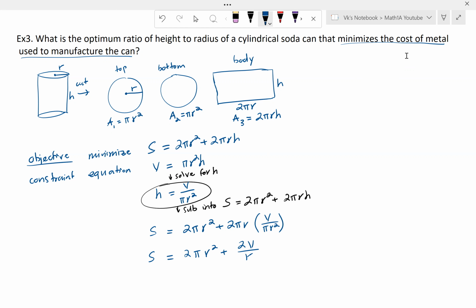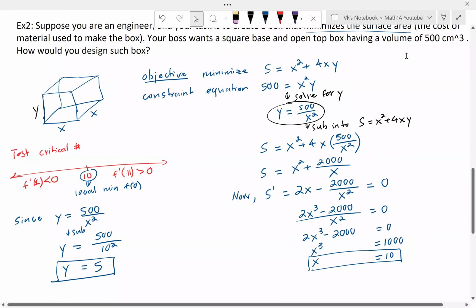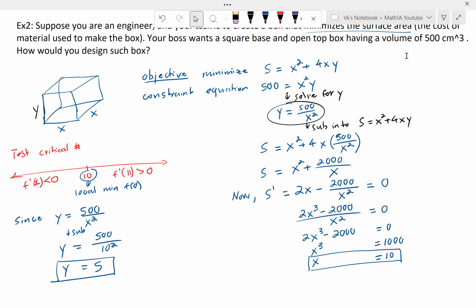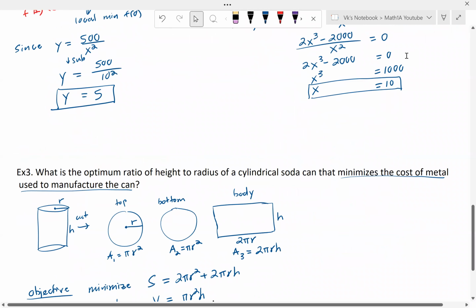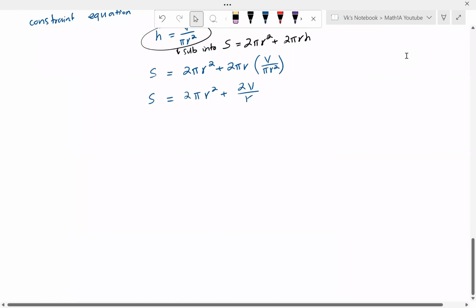It's very similar to the problem that we did earlier. Hey, look at this. Similar. So that means when we find the derivative and set it equal to 0, we only get one critical number, and that critical number is the one that we are looking for. Okay.